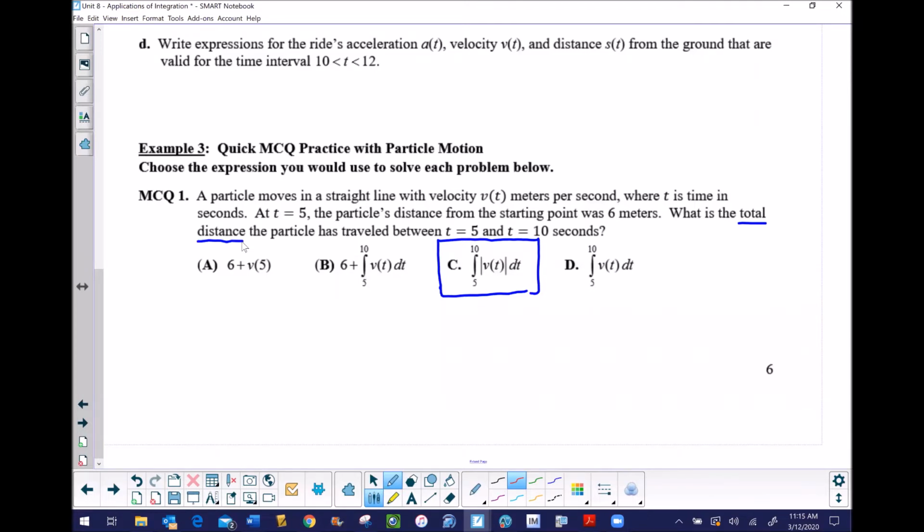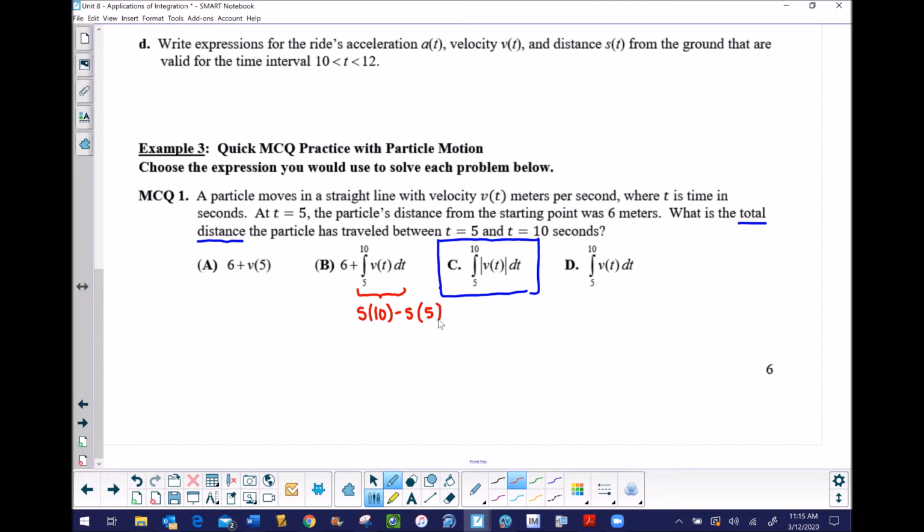Real quickly for B, we'll talk about this one together. B is pretty darn close. B is actually a pretty good wrong answer, I suppose. But the problem is that we don't have the precise absolute values around V of t. And here's a really cool way that you can think about this. If we integrate V, don't we get position, right? The integration of velocity is position. And if we use the fundamental theorem of calculus, then really B is just the position at time 10 minus the position at time 5.